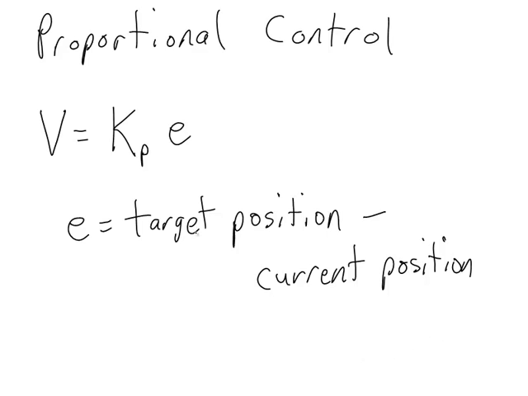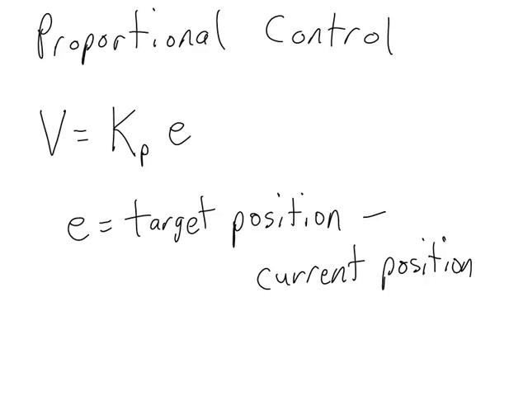When the target position is greater than the current position, the error will be positive, which means that the voltage will be positive. That will make the motor move in a forward direction towards the target position. When the current position is greater than the target position, the error will be negative. That will result in a negative voltage. That will cause the motor to turn in the reverse direction, moving the motor closer to the target position.